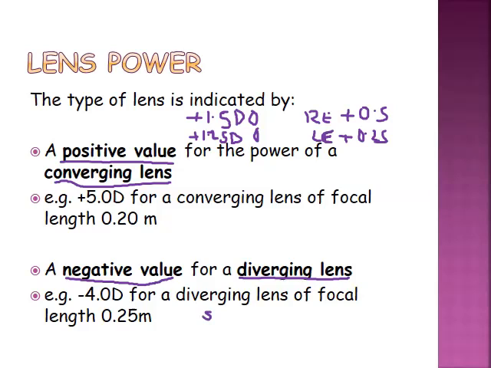So for those people who are short-sighted, you'll be given a divergent lens, and your values will be negative. It might be minus 1.75, in which case you'll have a divergent lens, which will correct your vision.